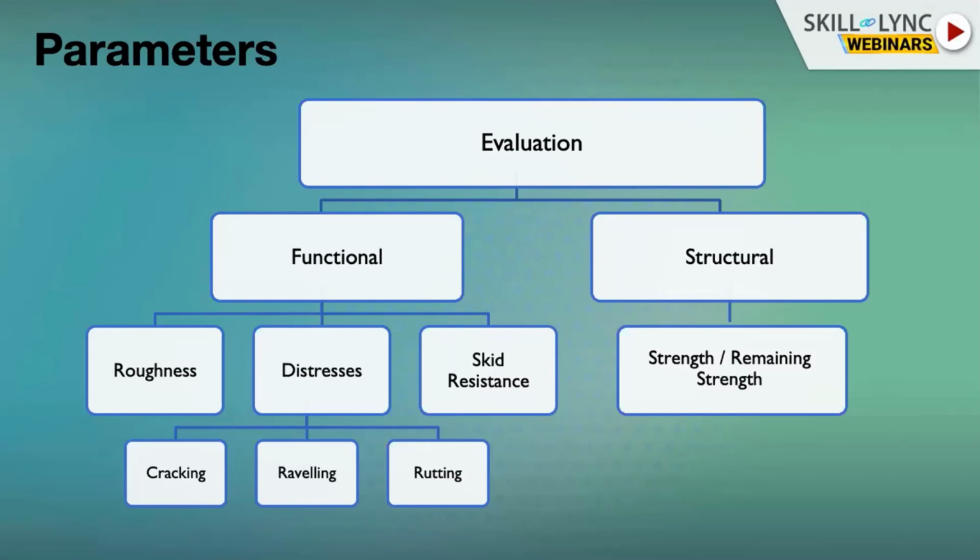And for rutting, what is the depth of rut, what is the length and depth of rutting that happened on a road. Or if you have potholes, it will be measured in terms of number, how many potholes you have from point A to point B. So this is how we will do the functional evaluation. As I said, functional evaluation is the reflection of the user perspective.